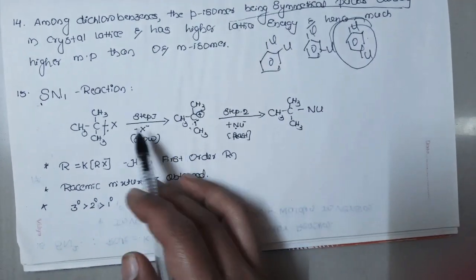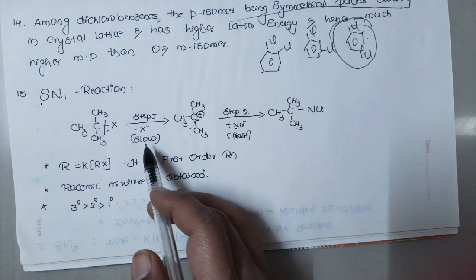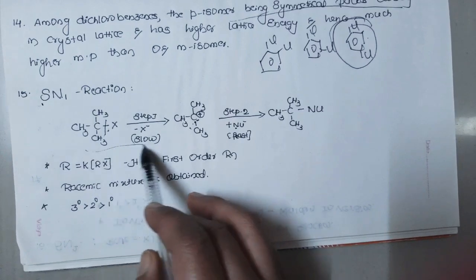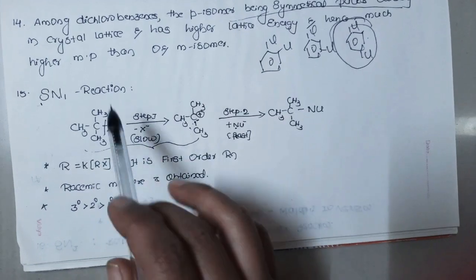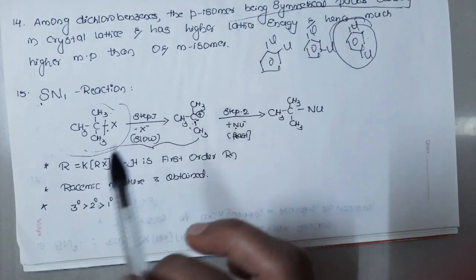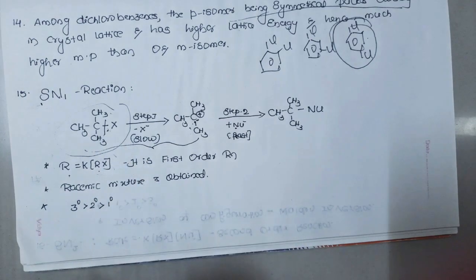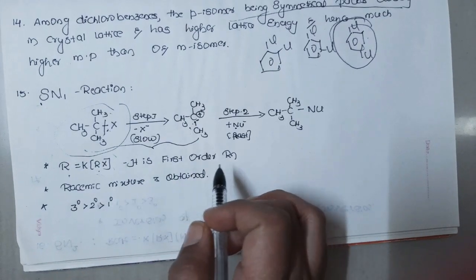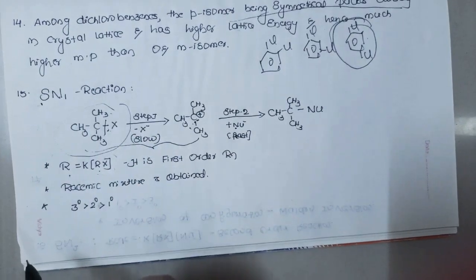Here step 1, the formation of the carbocation, is always the slowest step of the reaction. As we all know, the slowest step is the rate determining step, right? So this step is important to find out the speed of the reaction. This reaction involves only the alkyl halide. There is no participation of the nucleophile in the rate, so the rate of reaction depends only on the concentration of the alkyl halide, dear students. That is what you learnt in chemical kinetics: it's a first order reaction, meaning the rate depends only on the concentration of one reactant.